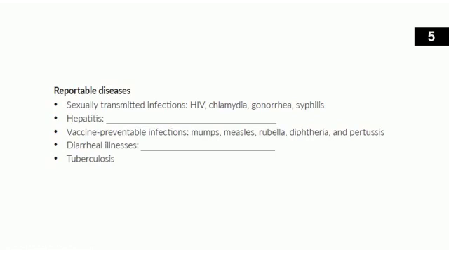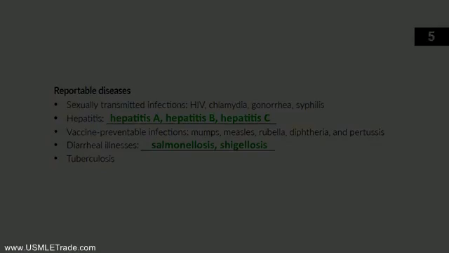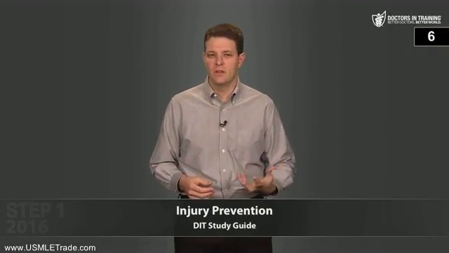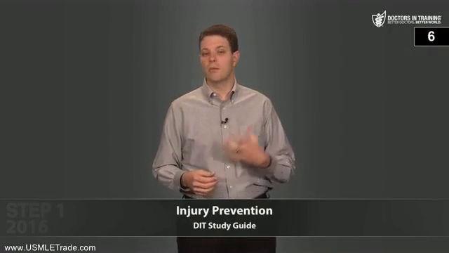Sexually transmitted infections is one, including things like HIV, chlamydia, gonorrhea, and syphilis. Viral hepatitis, specifically hepatitis A, B, and C. Other vaccine-preventable infections like measles, mumps, rubella, diphtheria, and pertussis all need to be reported. Diarrheal illnesses, specifically salmonella and shigella. And then finally, tuberculosis.